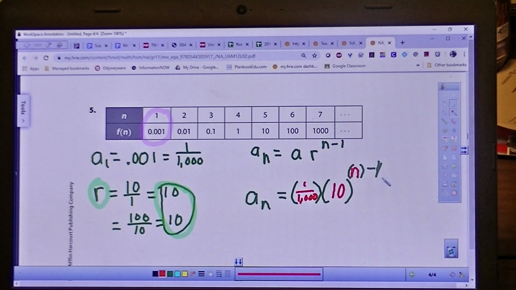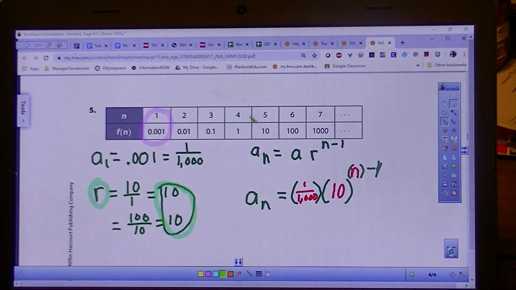Now, how do I know for sure I got this right? Well, if I plug in a 4 for n, and I put this in my calculator, I better get a 1 on the other side. So let's think though, what is 4 minus 1? That's 3. 10 to the third power? Well, that's 1,000. 1 over 1,000 times 1,000 equals 1,000 over 1,000, which is 1. So that turns out just fine. So that's how we can check our answers: take your equation, plug in a number that you know what the answer is, and if you get that answer you're expecting, then you can say, hey, I'm doing pretty good here. So that's my explicit formula.